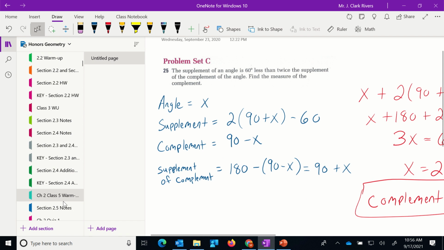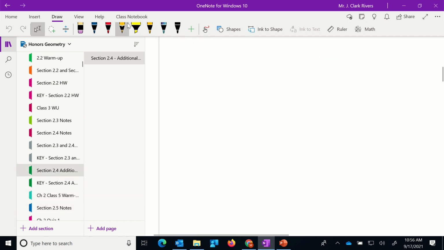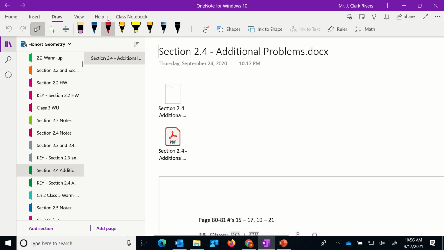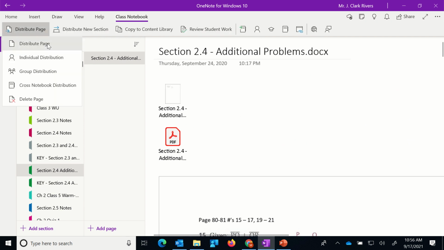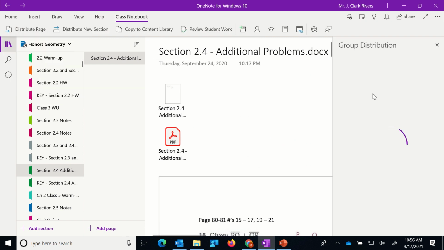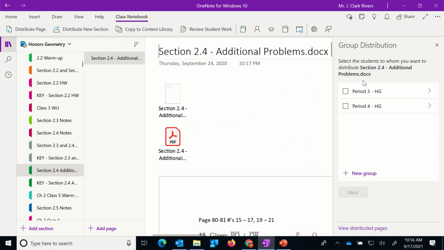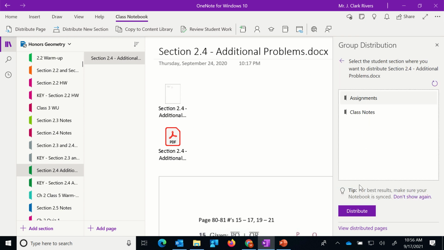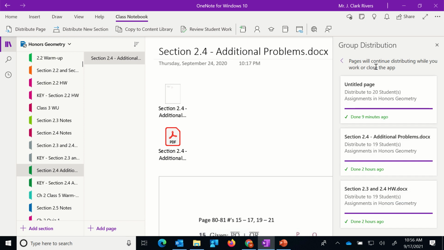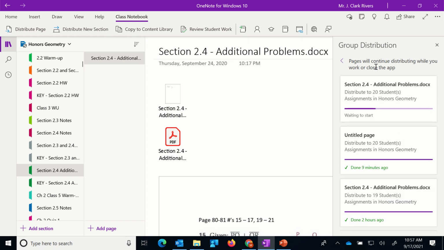Now, I've got some problems I'm going to send you. 2.4 additional problems. If you want to work with somebody, that's fine by me. But we're going to spend the remainder of class working on these, and then whatever you don't finish, please finish them for homework. But nothing new to learn today. That's good. Just taking it to a whole other level. There we go. It's coming your way.